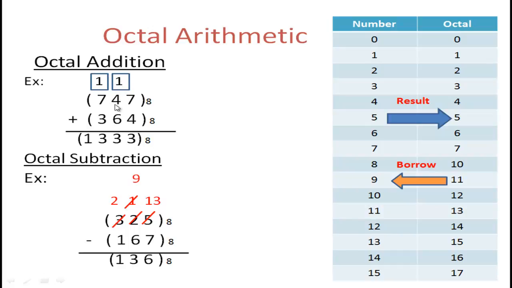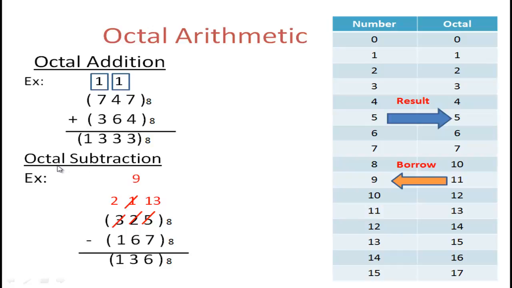Then 1 plus 4 plus 6 is again 11. So 11 is represented as 13 and it is 3, 1 carry. 7 plus 3 plus 1 is again 11. So 11 is represented as 13, so it is 3 and 1. So this is the result of the addition of these two octal numbers.